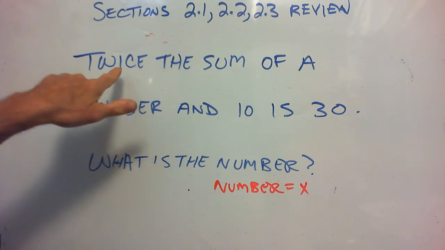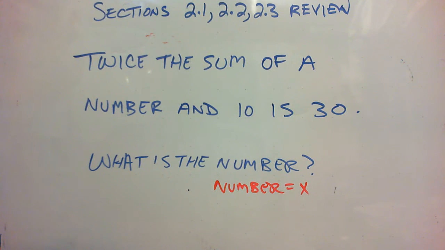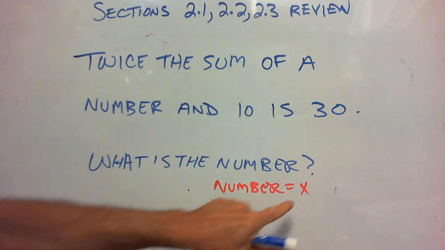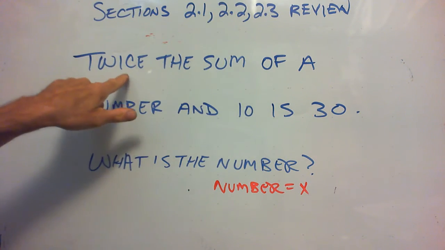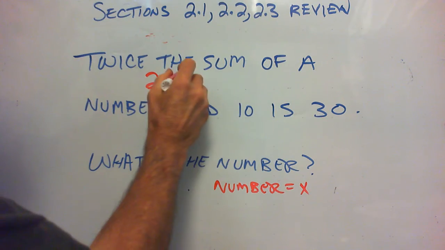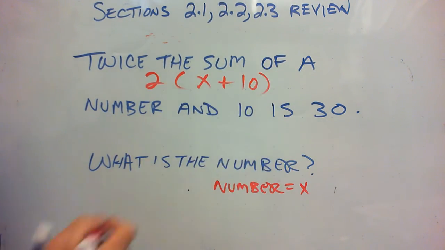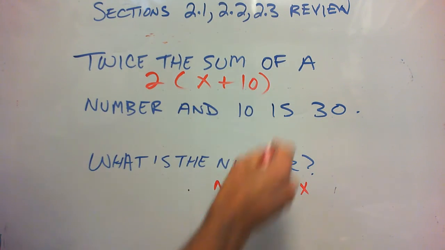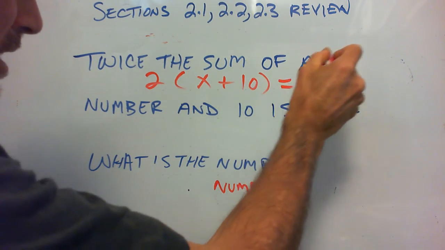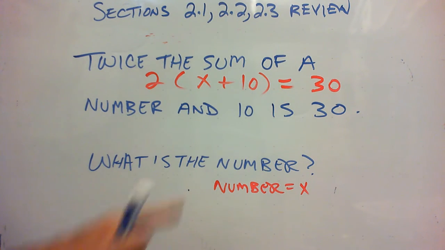In this next problem, twice the sum of a number and 10 is 30. What is the number? Our number is going to be x. And twice the sum of means 2 times the sum of x and 10. We need parentheses around that sum. And then we have the word "is," which equates to equals 30. So there's our equation: 2 times (x plus 10) equals 30, where the x plus 10 is in parentheses.